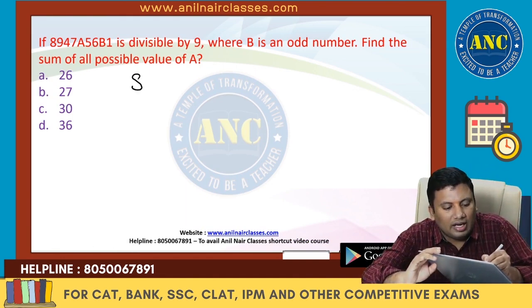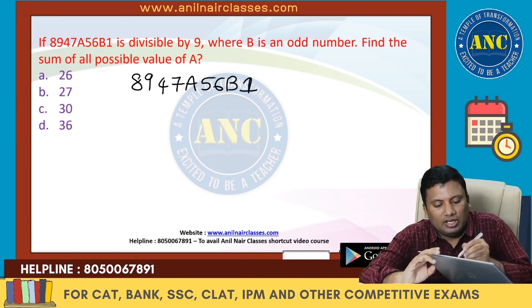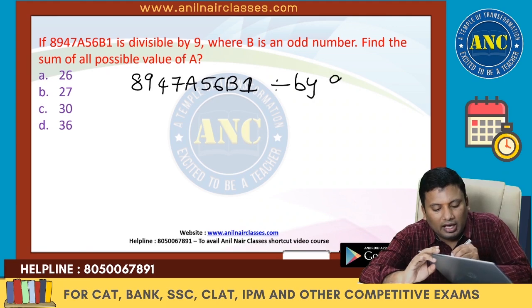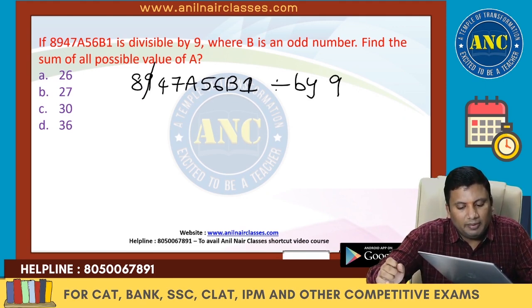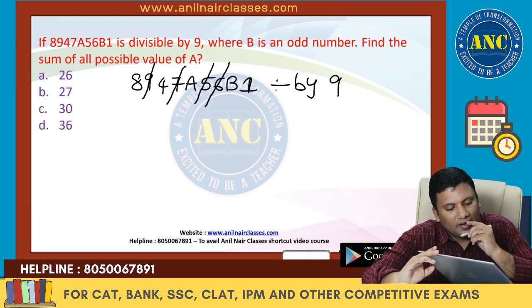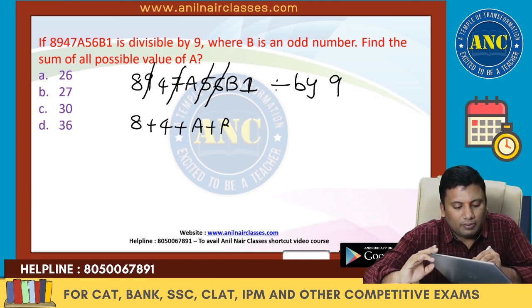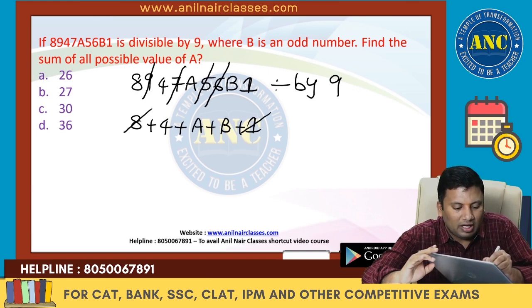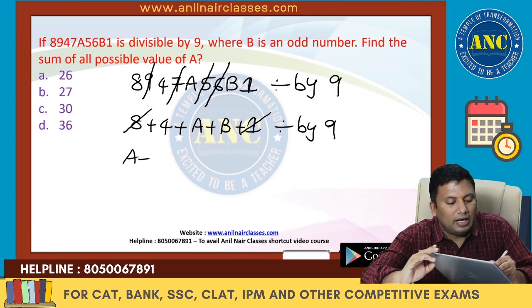Next one. There is a number 8947A56B1. This number is divisible by 9. If it is divisible by 9, first eliminate 9s. If I eliminate 9, 7 plus 5 is 12, 12 plus 6 is 18. What is remaining? 8 plus 4 plus A plus B plus 1. 8 plus 1 is also 9. That means finally I got A plus B plus 4.